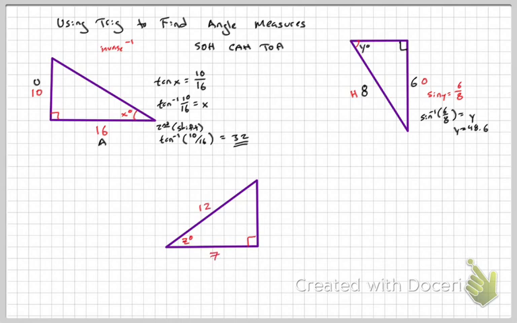Let's go ahead and do one more. So our focus angle is Z. 7 is an adjacent. The 12 is a hypotenuse. So adjacent and hypotenuse is cosine. So the cosine of Z equals adjacent over hypotenuse. We take our inverse trig function of 7 divided by 12, and that's going to get us our degree measure for Z. So inverse cosine, 7 divided by 12, Z equals 54.3 degrees.